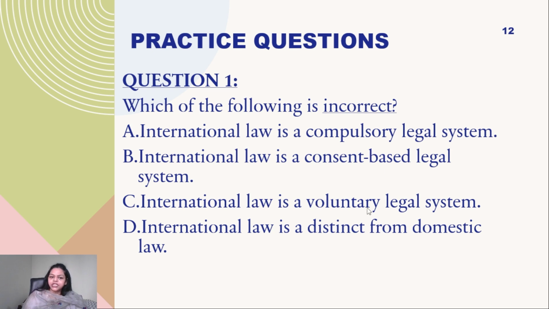A state may volunteer to sign or ratify a treaty. A state may not volunteer to sign or ratify a treaty. A state may voluntarily follow an international custom. A state may not voluntarily follow an international custom, right? So international law is a voluntary legal system.